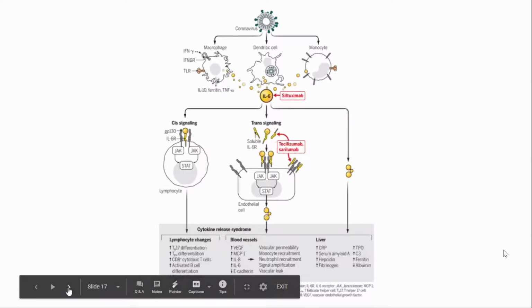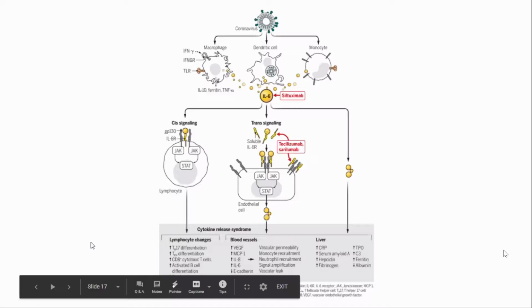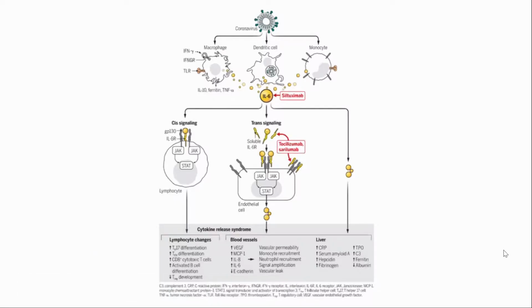In this slide, SARS-CoV-2 infection of monocytes, macrophages, and dendritic cells results in the activation and secretion of interleukin 6 and other cytokines. Interleukin 6 can signal through two main pathways, referred to as classical signaling and trans signaling. The first is the cis pathway. Interleukin 6 binds to the membrane-bound interleukin 6 receptor, on the left side of the presentation, and complexes with GP130. GP130 is widely expressed, whereas membrane-bound interleukin 6 receptor expression is restricted to immune cells.